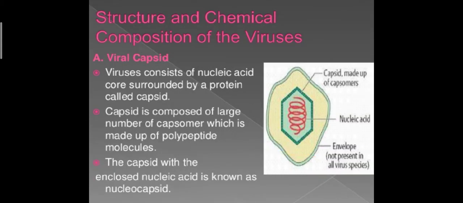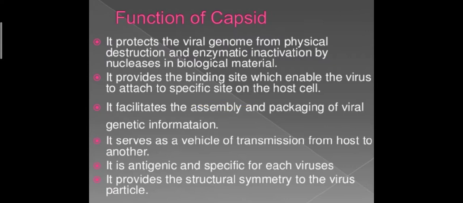While replicating in your body, this capsid is forming the assembly and packaging. It will package the viral genetic information into one part. It is nothing but the capsid. And it also serves as a vehicle of transmission from one host cell to another. So after replicating lots of viruses, the capsid is responsible for the movement, acting as a vehicle of transmission, and it also acts as antigenic and specific for each virus.